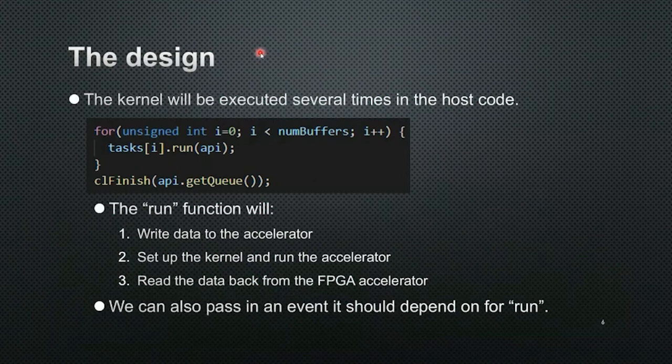The run function will first write data to the accelerator, then set up the kernel and run the accelerator, and finally read the data back from the FPGA. For the run function, we can also pass in an event that it should depend on, which will be used later.